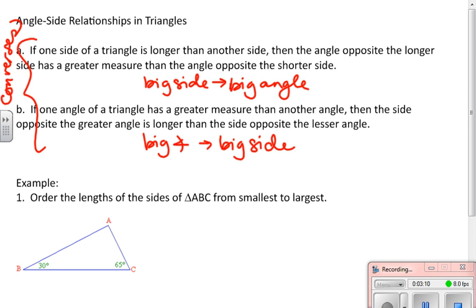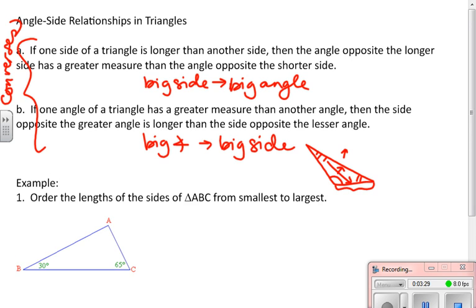Because you have to, physically, if you have the biggest angle, it has to be opposite the biggest side. And similarly, the littlest has to be opposite, this is probably the littlest side here.